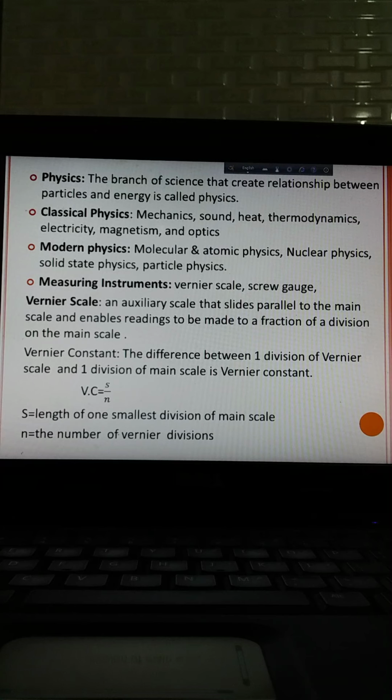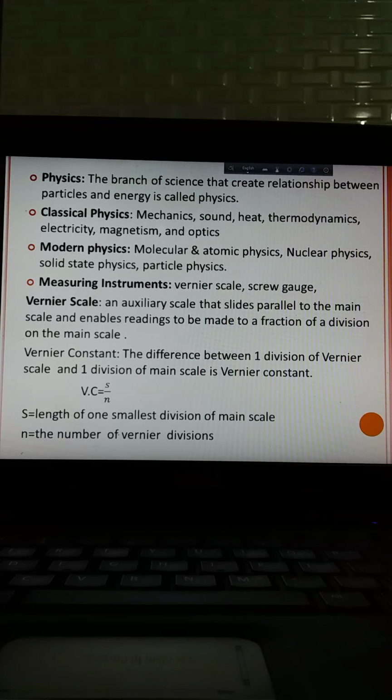First of all, what is physics? The branch of science that creates a relationship between particles and energy is called physics. And this has two branches, classical physics and modern physics. The branches of classical physics are mechanics, sound, heat, thermodynamics, electricity, magnetism, and optics, and from classical physics you have learned so many chapters in your book, in your classes. But if you want details of modern physics, you will get them in your higher studies.